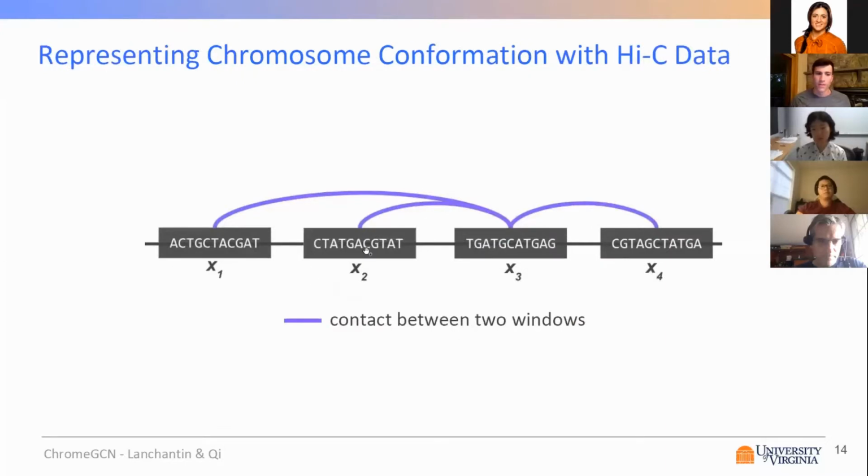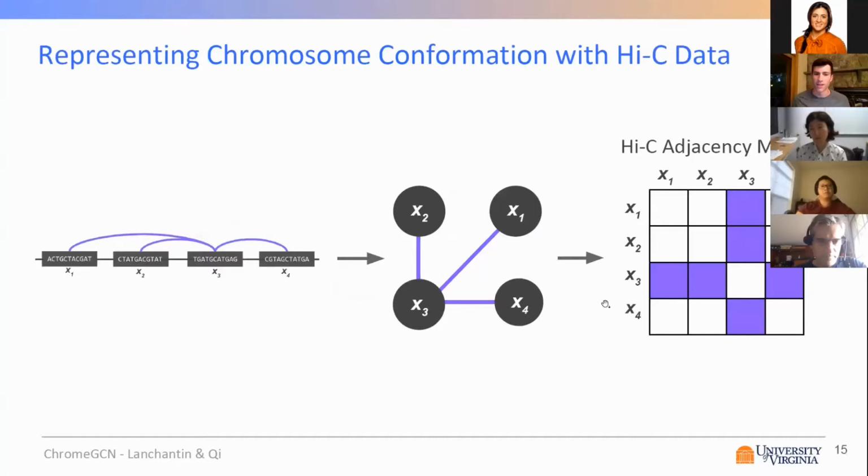This 3D shape of DNA can be represented by Hi-C data, which indicates physical contact between two windows in the genome. And these contacts can be represented as a graph where nodes indicate DNA windows and edges indicate contact between two windows. So this type of 3D structure of the genome can really just be represented by an adjacency matrix that we call A, where again, the nodes are the DNA windows, and a positive cell would indicate that there's some sort of contact between those two windows, which is representative of the 3D shape of the genome.